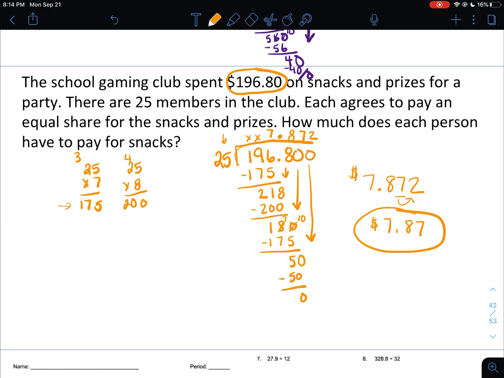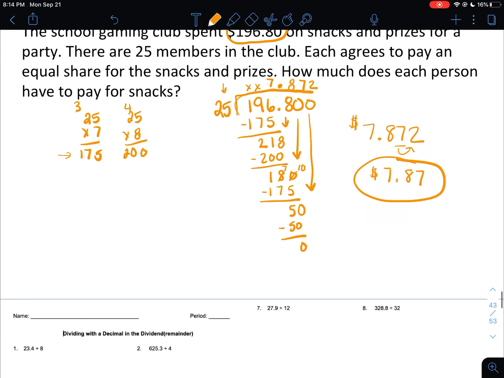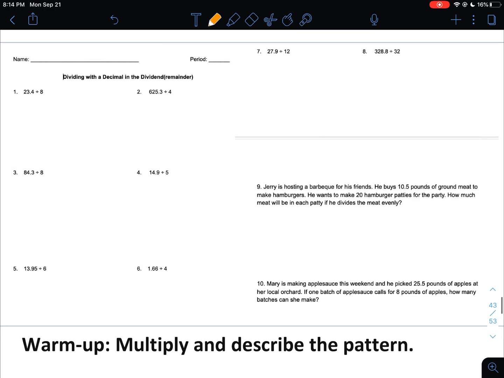Please make sure you have that copied down in your notes or on the back of your graphic organizer as well. So today there aren't many problems in your book to actually practice this skill. It's more dividing a decimal by another decimal, which we're going to do tomorrow.